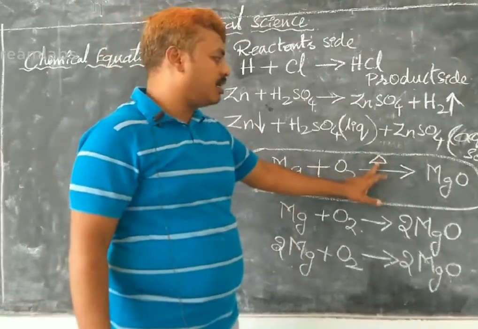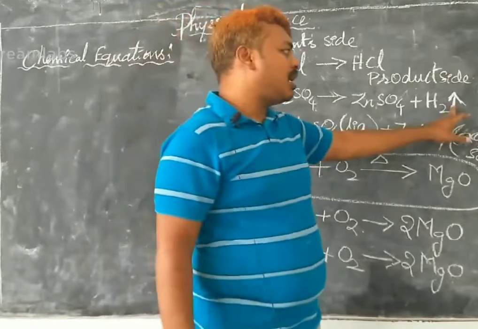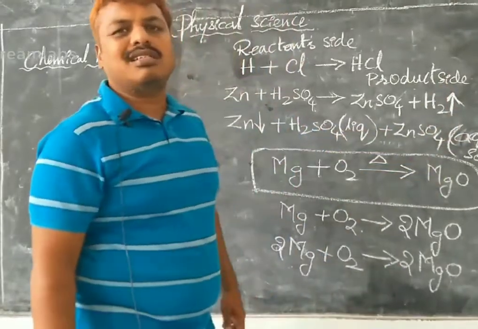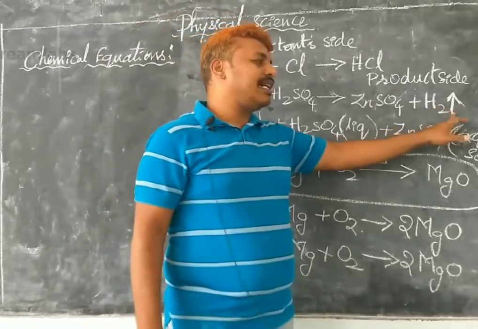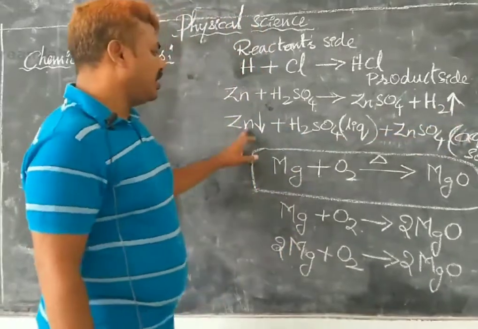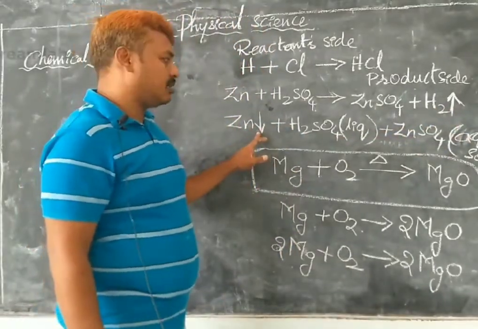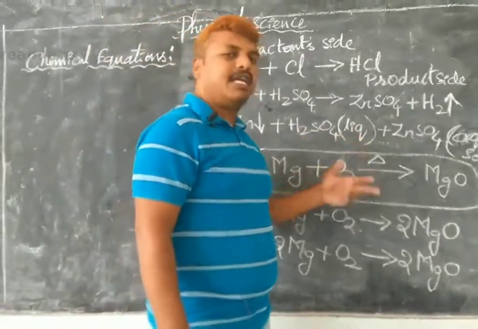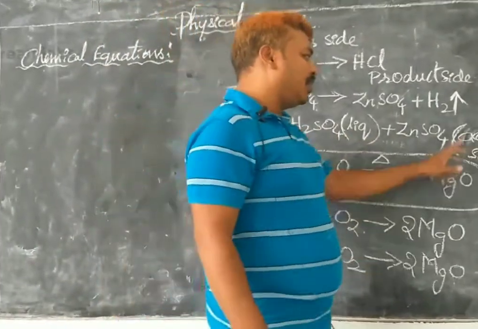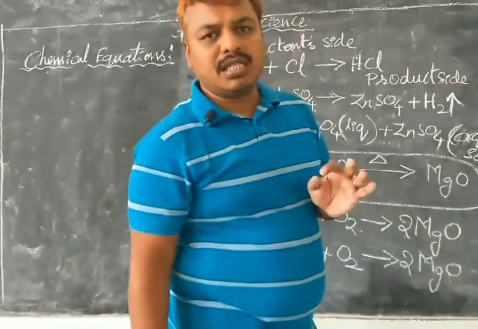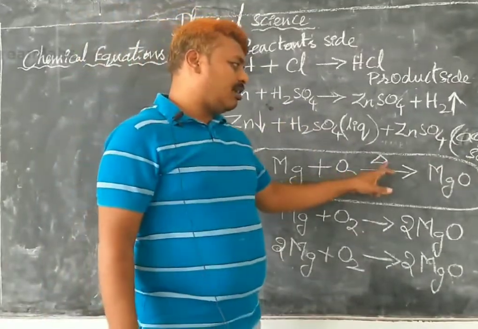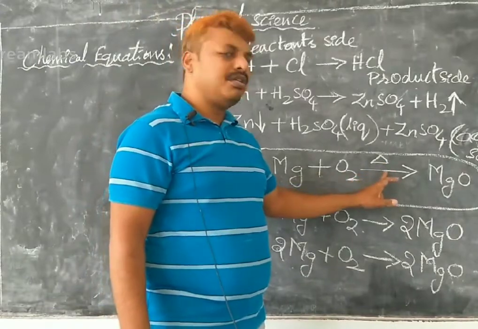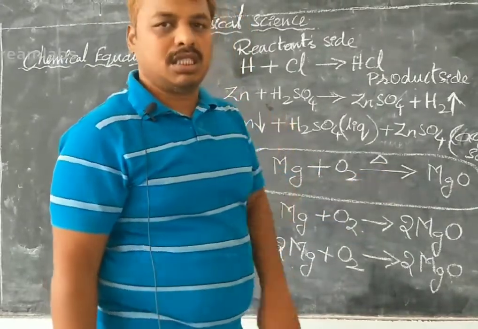You need to write on heating. This arrow mark shows gas: it shows this hydrogen is a gas. And the zinc down arrow? It is a solid. LiQ is a liquid. AQS is the aqueous solution. And this delta or triangle shape on the equation shows on heating, heat.